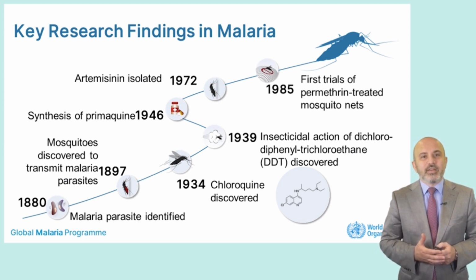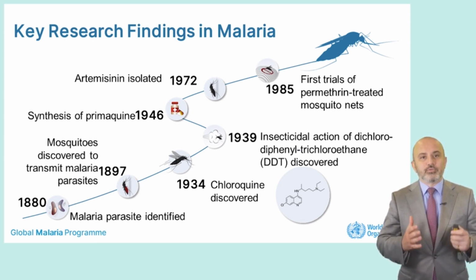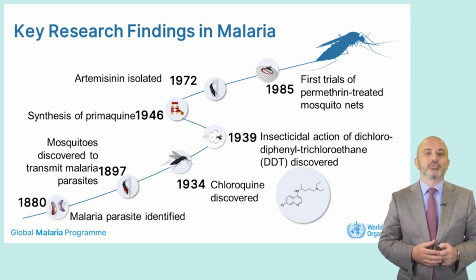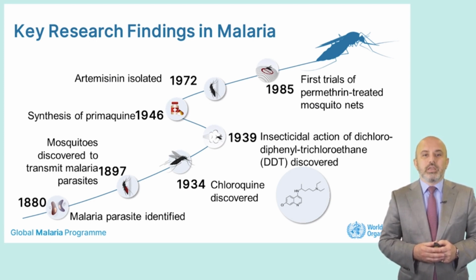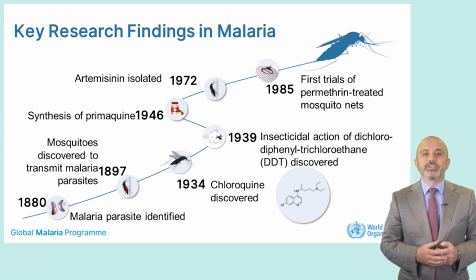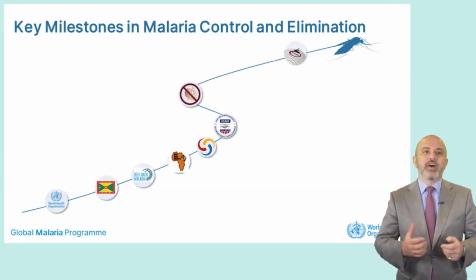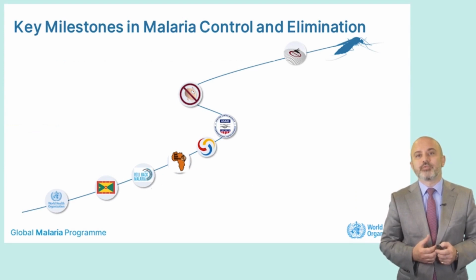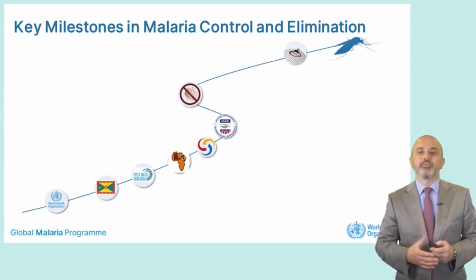In 1985, the first trials were undertaken in the rural areas of Gambia to investigate the impact of permethrin-treated bed nets on malaria. By early 2000s, insecticide-treated mosquito nets had become the cornerstone of malaria control around the world. Since April 2001, WHO has recommended the use of artemisinin-based combination therapies for treating malaria, and these medications are being used worldwide. In the earlier slide, we saw how research findings have guided the strategies and policies for malaria control and elimination at different points in time.